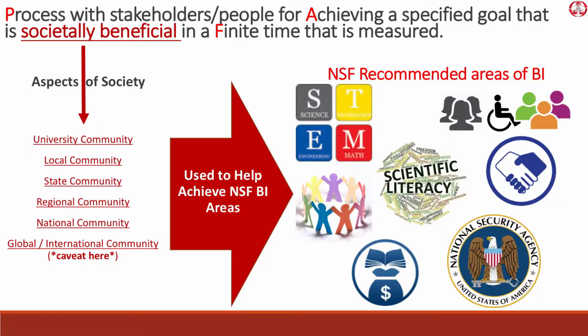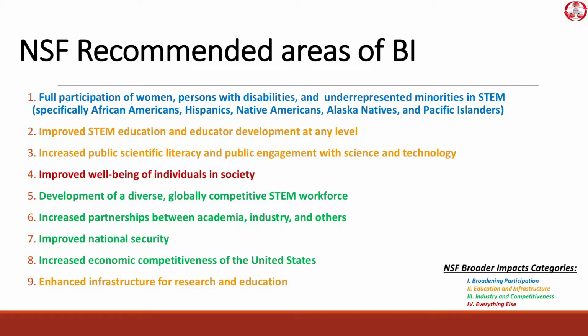But how can we look at all those, or pick one of those types of communities or individuals in that community or groups within those different communities, to help achieve one of the NSF BI areas? And those NSF BI areas, there's 9. It could be full participation of women or people with disabilities. It could be improved well-being of individuals in society, etc. And so there's really 9. And those 9, we can break down into 4 different areas.